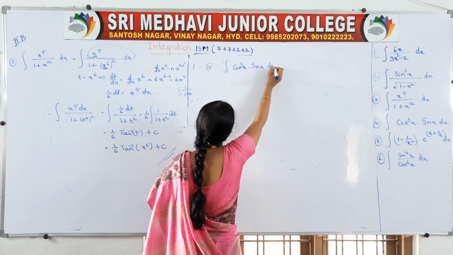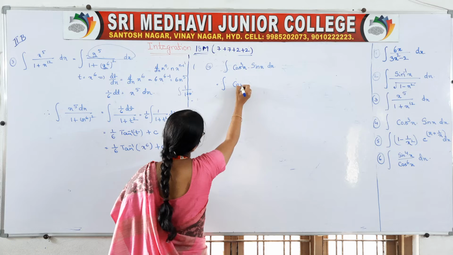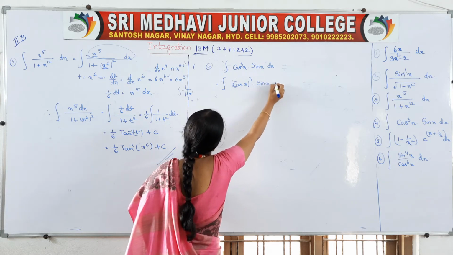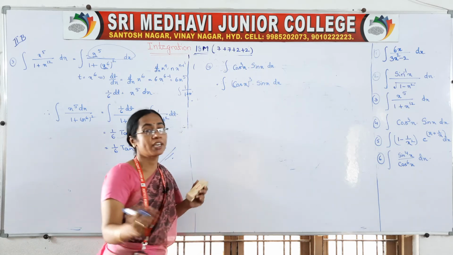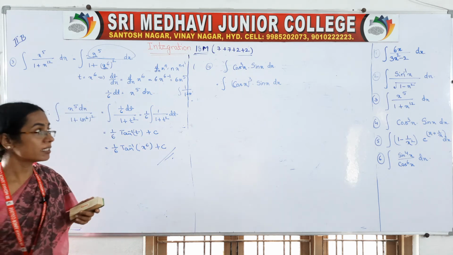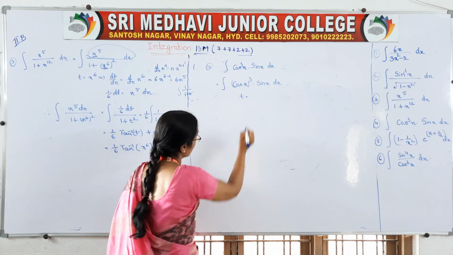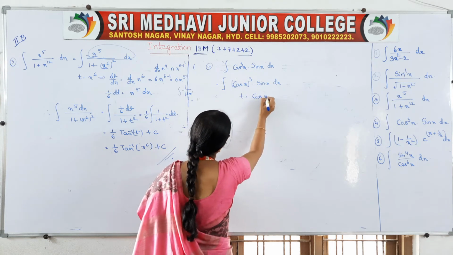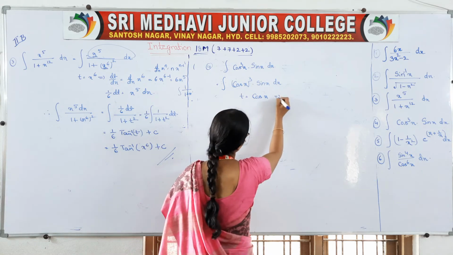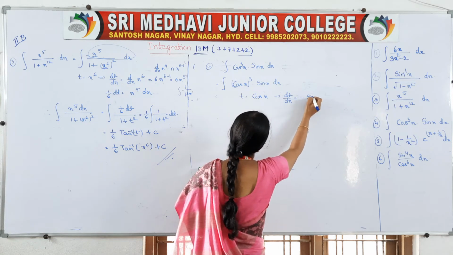So how can we write? Cos cube x can be taken as cos x whole cube, both are same, cos x whole cube into sin x dx. Already I said to you, whenever the power is more for a value, that value should be taken as t, right? So you consider t is equal to cos x. Then differentiating with respect to x on both sides, what happens? It is dt by dx is equal to minus sin x.